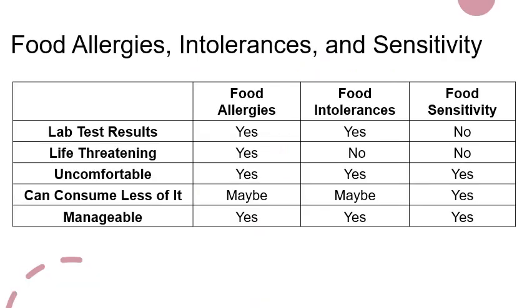Okay, again, food allergies, intolerances, and sensitivity. I made this little chart for you so it's easier to understand. For lab results, you know that food allergies and food intolerance will show up, but not food sensitivity. What's life-threatening is the food allergies. Food intolerances and food sensitivity shouldn't be life-threatening. They're just very uncomfortable. And all three of them are not comfortable.